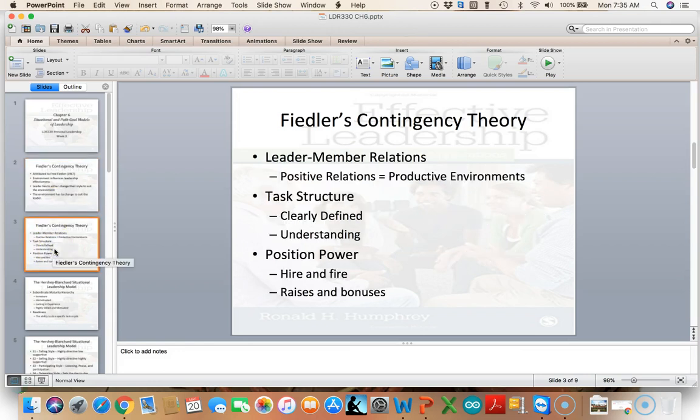Fiedler postulated that for leader-member relationships to be effective, there had to be positive relationships to equal productive environments. The task structure had to be clearly defined, and there had to be an understanding between all stakeholders, whether they be superiors or subordinates. He further postulated that position power was only real if the person in power had the ability to hire and fire, implement raises and bonuses, or discipline in matters that concerned errors with the employee.